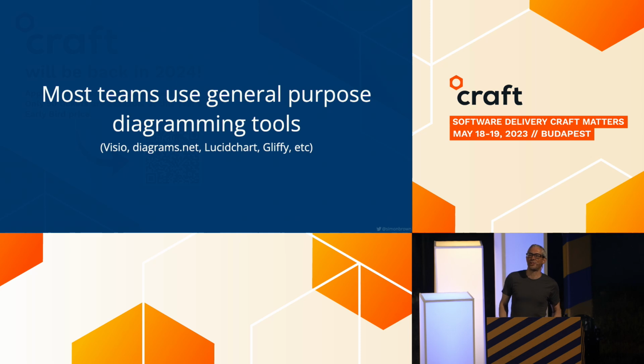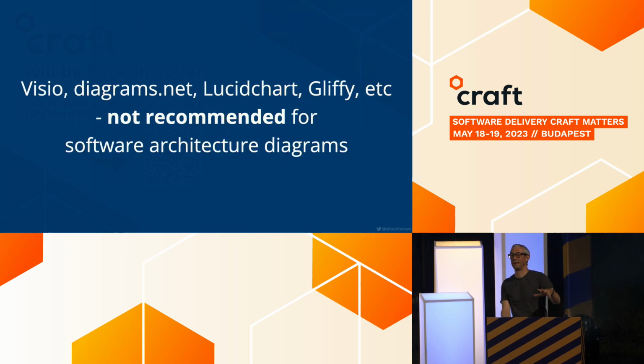So most teams generally try to use, as a first attempt, general-purpose diagramming tools. Quick show of hands, who's using Visio, OmniGraffle, Diagrams.net, Draw.io as their architecture diagramming? Yeah, it's a good majority, right? And this is fairly typical. These tools are great. These tools are amazingly powerful and sophisticated, but I don't recommend them for doing architecture diagrams, especially if you're using the C4 model.